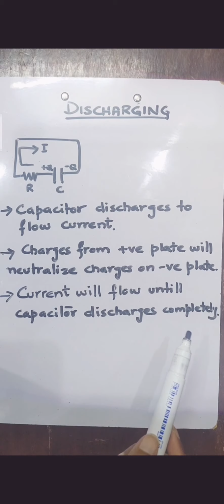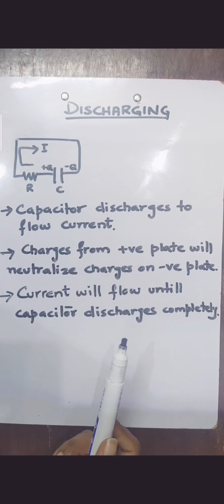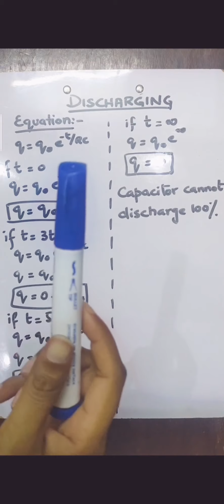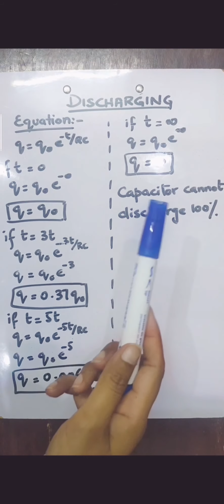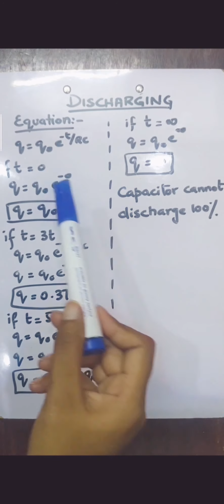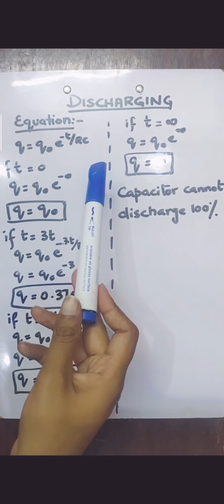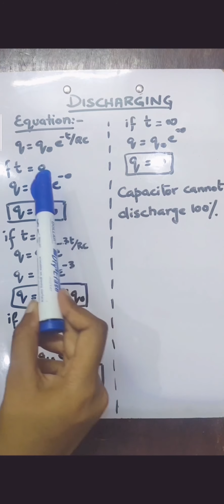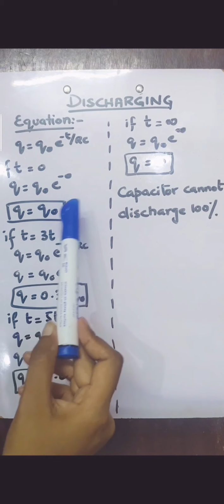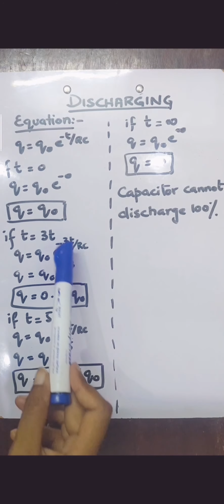And we have already discussed that if the capacitor cannot be charged 100%, then how can it be discharged 100%. We can explain that using the discharging equation, which is q equals q naught e raised to the power minus t by RC. If t equals 0, we see that q equals q naught. This is the initial thing. When time is equal to 0, there is maximum charge stored on the capacitor plate. Now if t equals 3T, then the value of q is 0.37 of q naught.